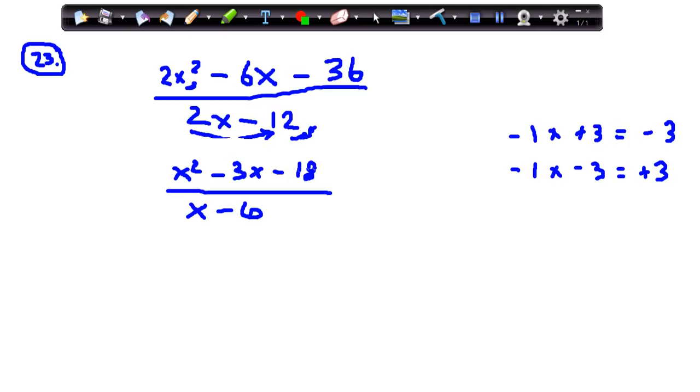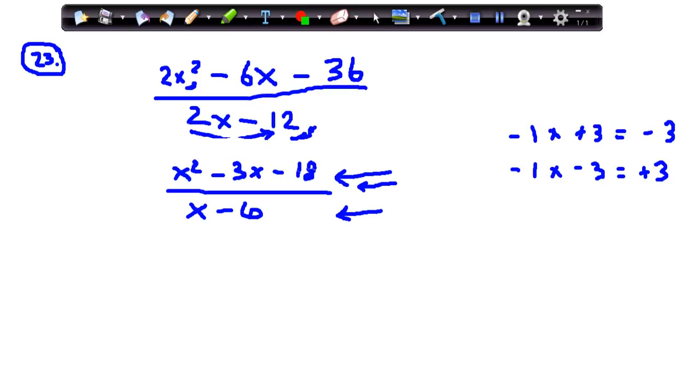Let's continue with the problem. Now we've simplified it. The next thing is to factor the numerator. So step 3: factor the numerator. In a fraction, the top part is the numerator and the bottom part is the denominator. So what do we do next? We will factor the numerator, the top portion: x squared minus 3x minus 18. Let's go ahead and factor that.